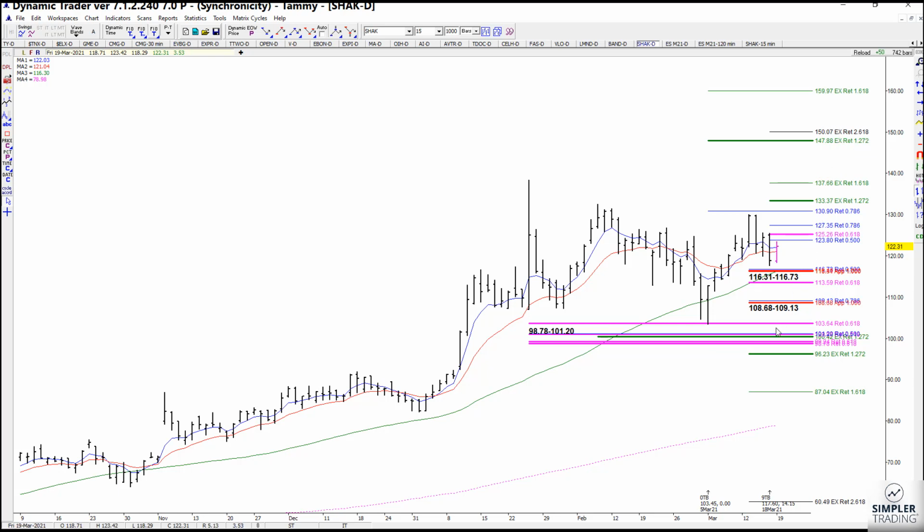That is what we do in the Fibonacci room: if we are already too far away from the original setup, we find a closer setup zone either on the daily or on a lower time frame chart.